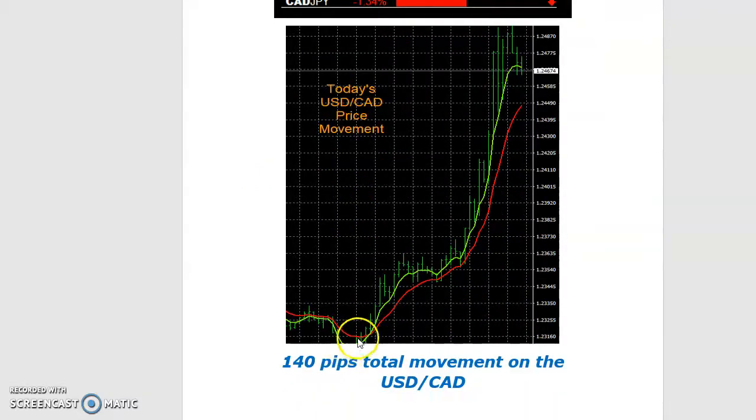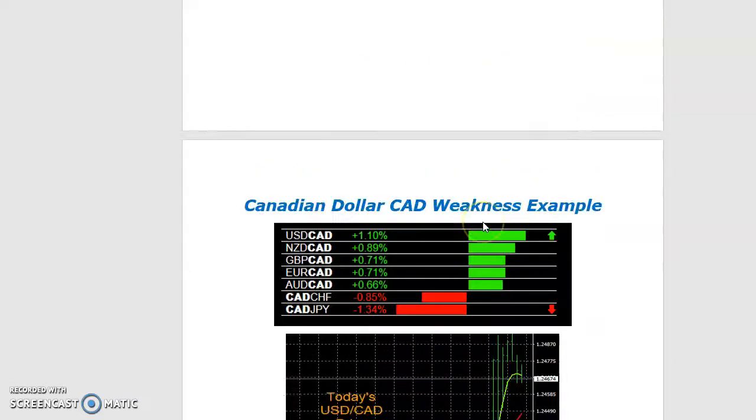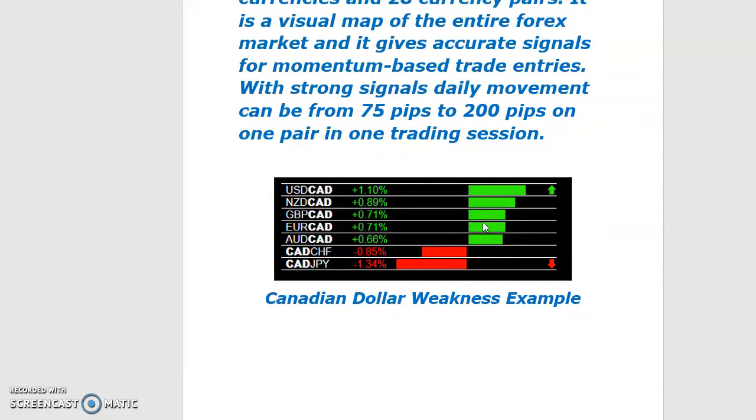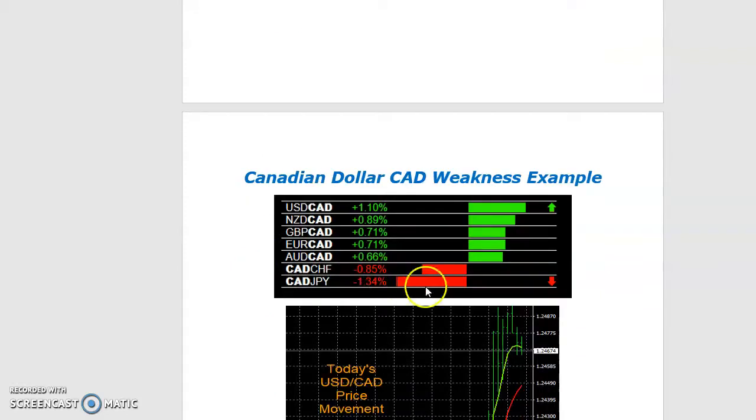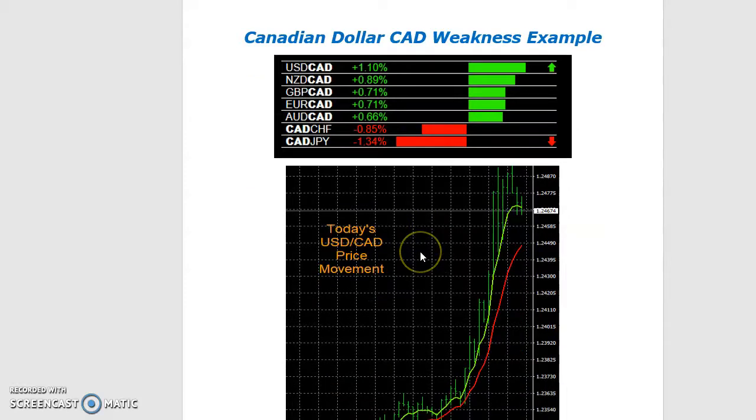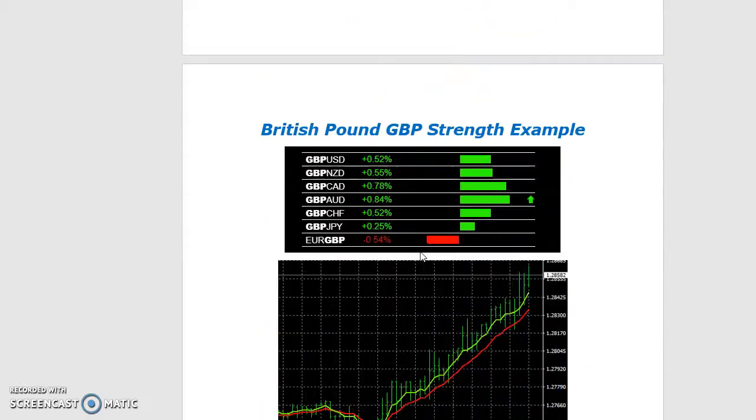Well, the USD Canadian moved 140 pips just on this one trading session. This is one trading session, okay? And you could have also gotten additional pips selling the Canadian dollar yen. You could have done 2 different trades and gotten a lot of pips in one single trading session.